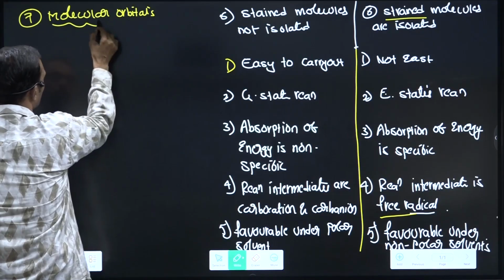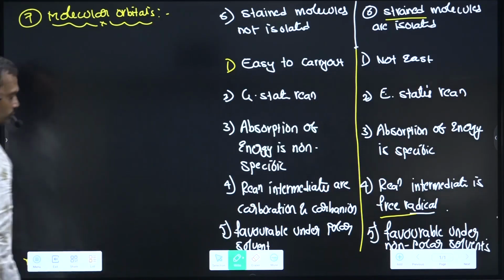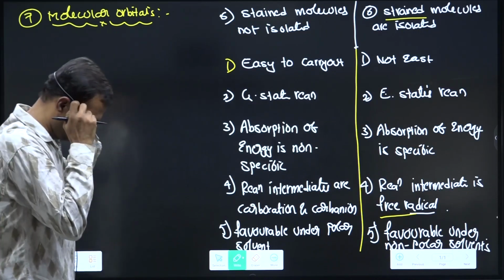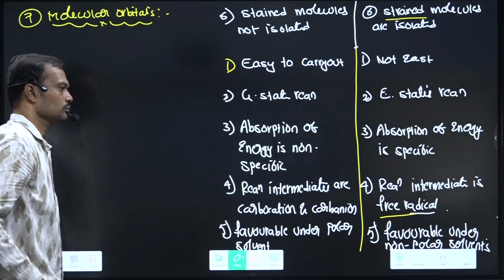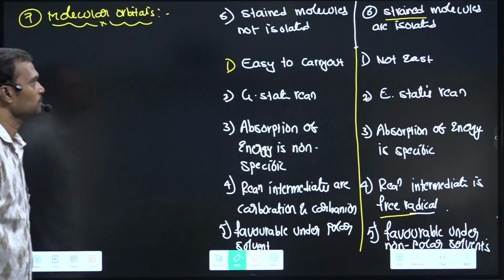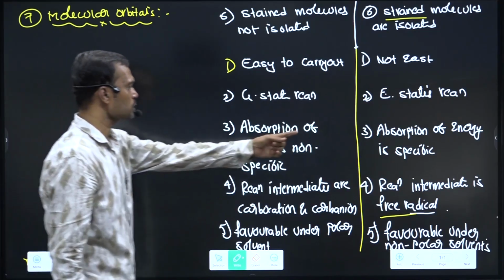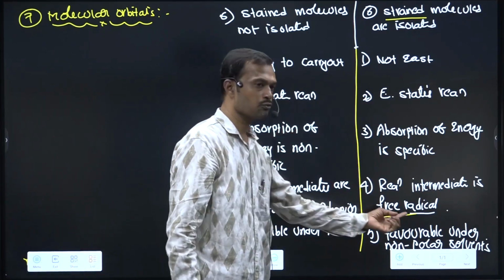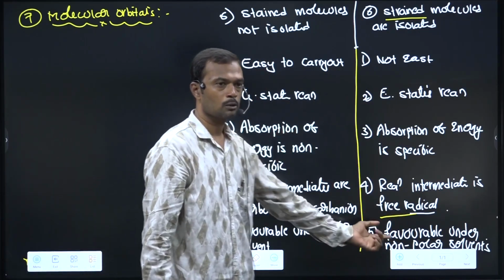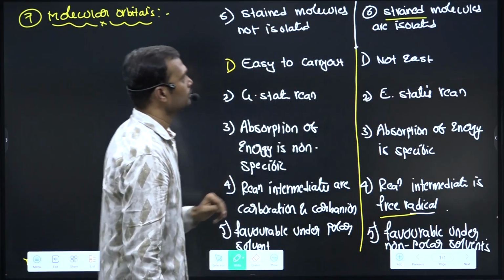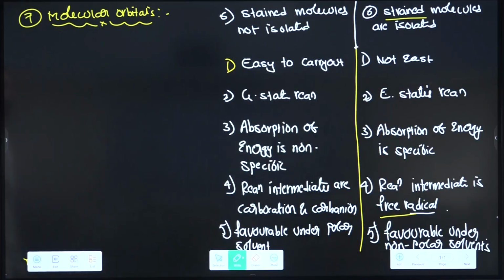Then write molecular orbitals. Total 6 key differences: non-specific, specific, cation and anion, and here free radical, polar, non-polar. There is no preparation of strained molecules thermally, while it is possible to prepare strained molecules photochemically. These are the key differences between thermal and photochemical.